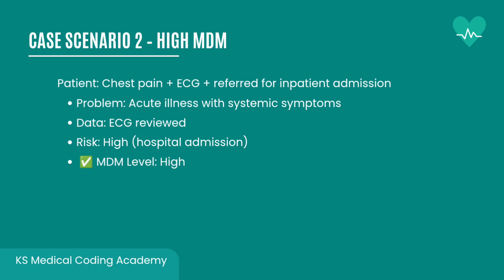A patient comes in with chest pain. The provider orders an ECG, interprets it, and refers the patient for hospital admission. This scenario involves a high-risk acute problem, data review through ECG interpretation, and a high-risk decision, hospitalization. That clearly supports a high MDM level.